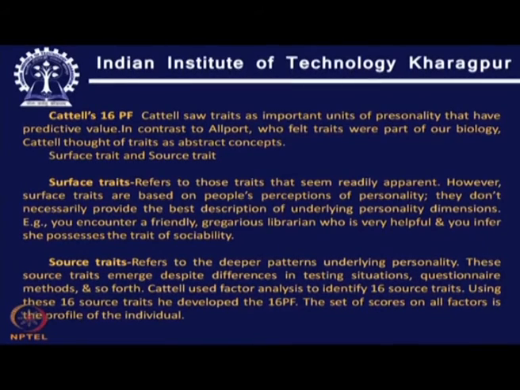Source traits refer to the deeper pattern underlying personality. These source traits emerge despite differences in testing situations. These source traits are the basic defining traits of the personality, which are more or less stable in nature, and based on this Cattell defined his 16 personality factors.